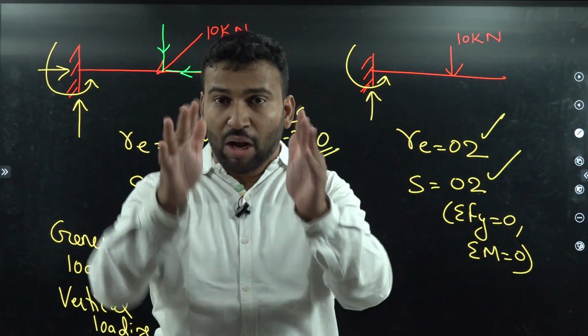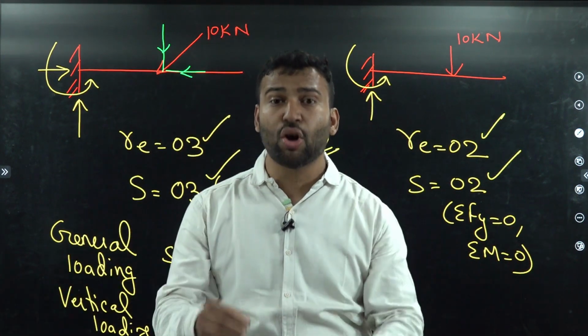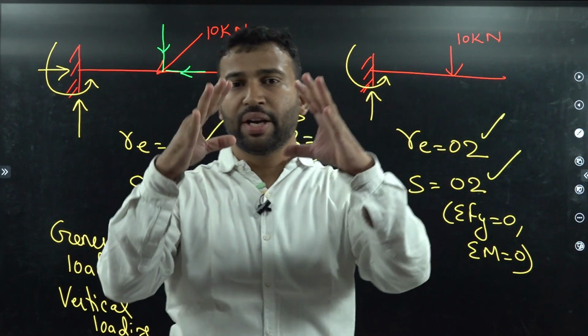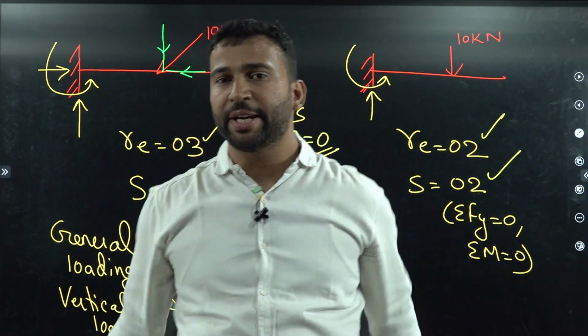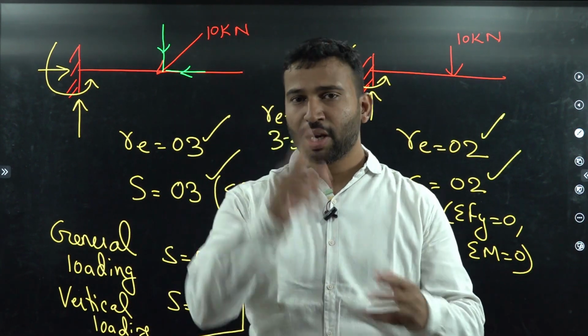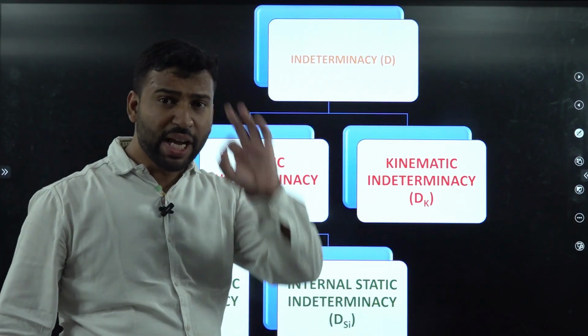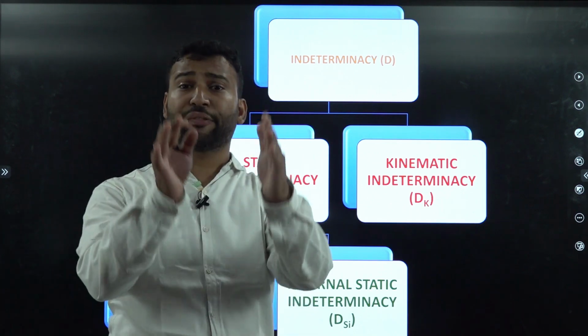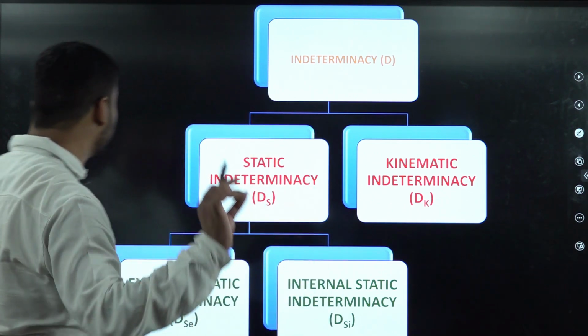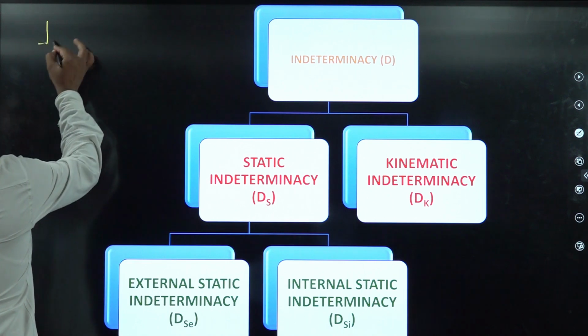Clear, students? Now it is clear. This is the basics of determinacy and indeterminacy. Okay, students? Now we will start the indeterminacy. Now, students, to find the indeterminacy or understand the definition of indeterminacy, we have to understand certain terms here. That is information.